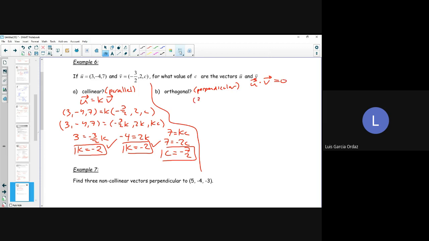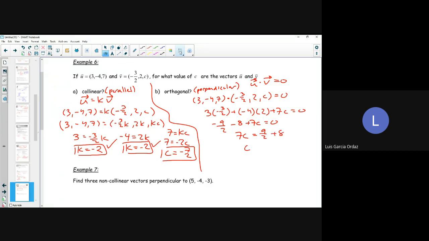So I'm taking 3, negative 4, 7, dot product negative 3 over 2, 2, and c is equal to 0. So you have 3 times negative 3 over 2 plus negative 4 times 2 plus 7 times c is equal to 0. So I get negative 9 over 2 minus 8 plus 7c is equal to 0. Now algebra: 7c is equal to 9 over 2 plus 8, and c is equal to 25 over 14.